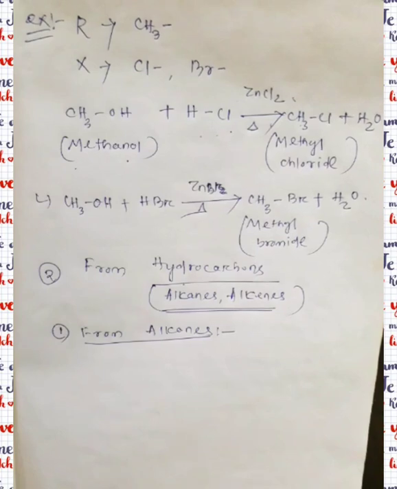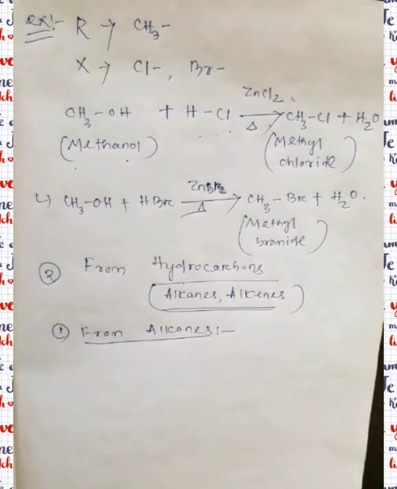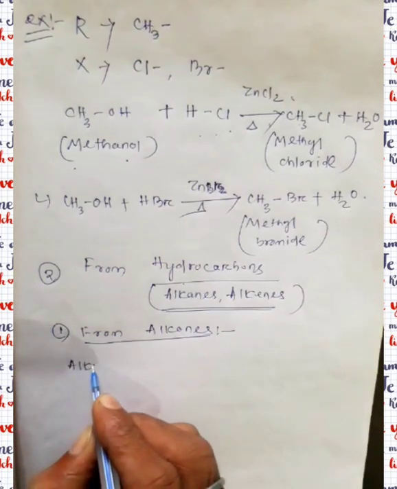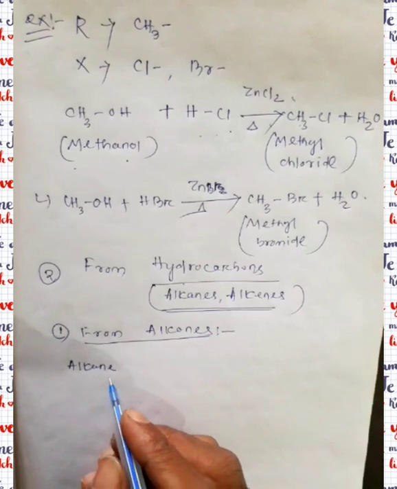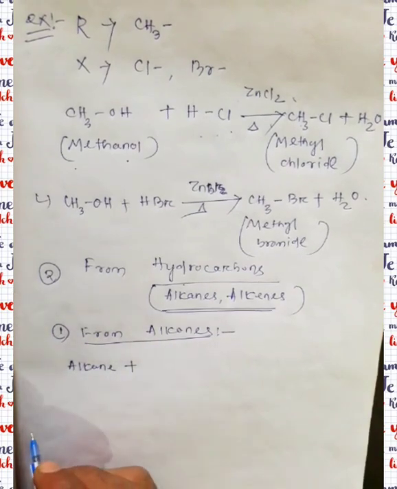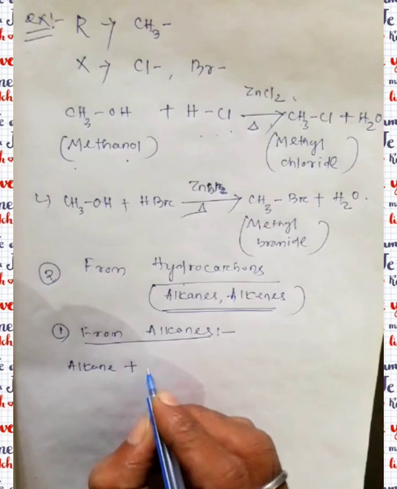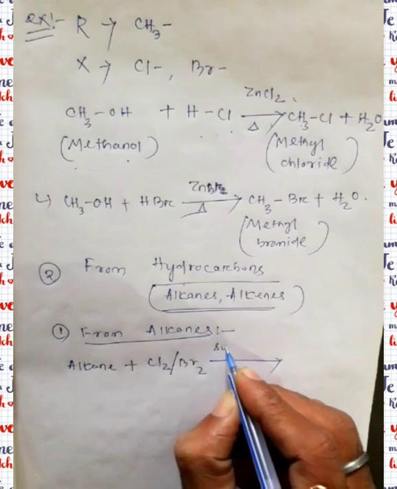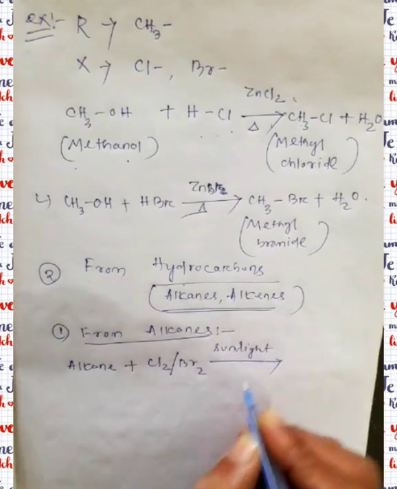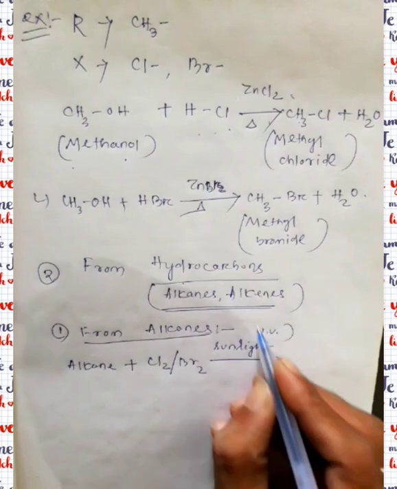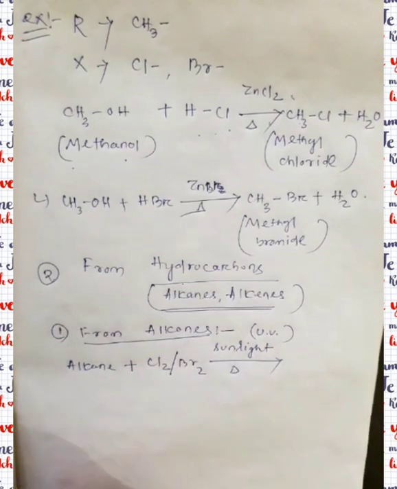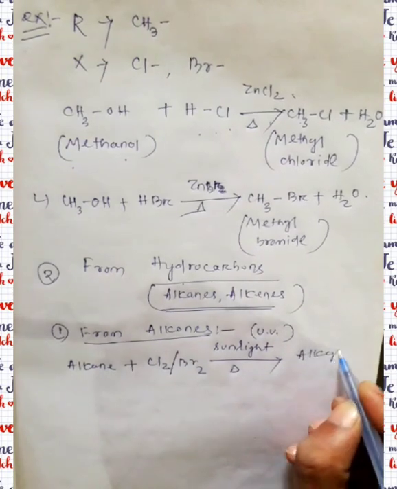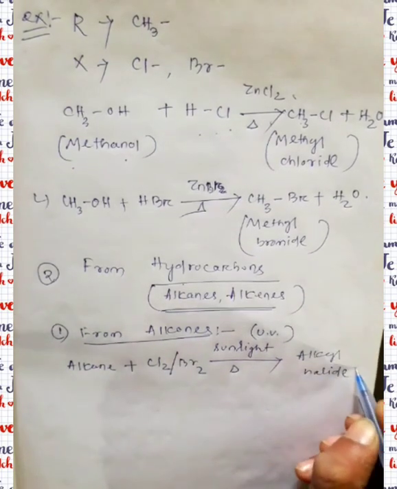Now when the alkane is treated with chlorine or bromine in presence of sunlight, means UV light, it forms alkyl halide.